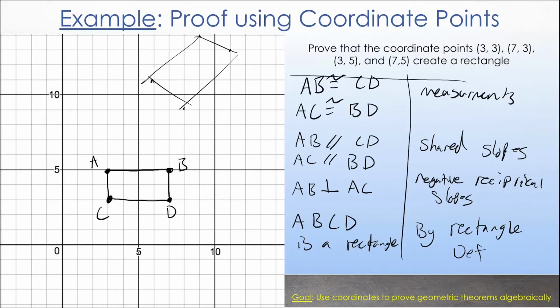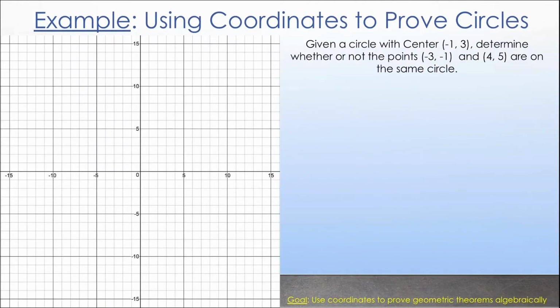We could do the same thing with BD is perpendicular to CD. And that would all work out. Okay? Okay, so it says use coordinates to prove circles. And this is the main one that's going to be on your quizzes. So it says give a circle with center -1, 3. So we have -1, 3.